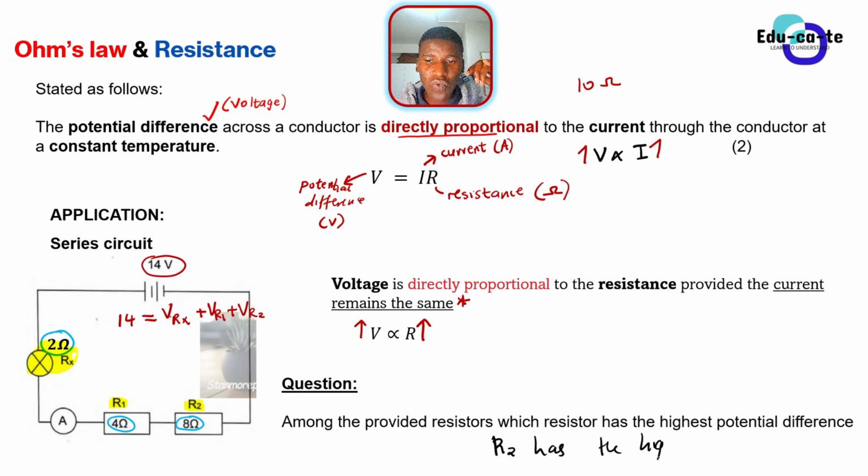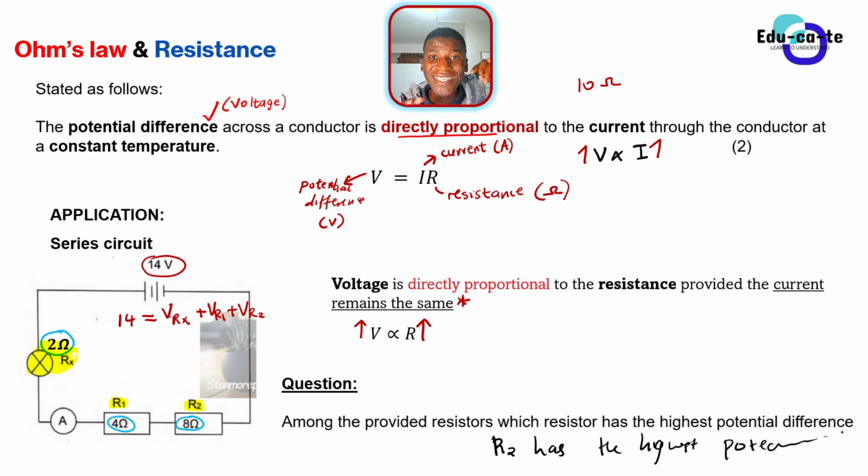So R2 has the highest voltage, or the highest potential difference. And if you are going to give a reason, you are going to say R2 has got the highest resistance here, it is 8 ohms. And we know that voltage and resistance are directly proportional. So R2 will have the highest voltage or the highest potential difference.